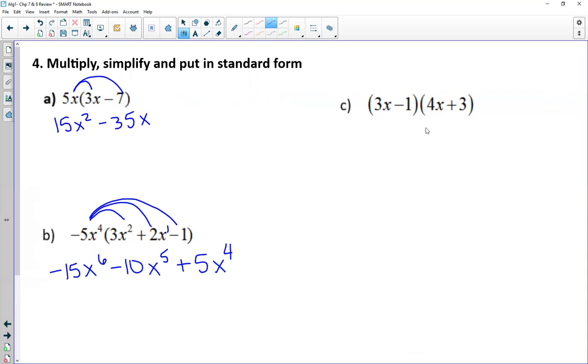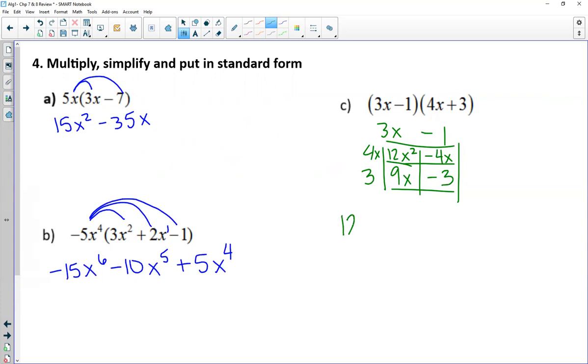Looking at our next one, let's go ahead and use the box. I have 3x, negative 1. I have 4x and positive 3. 4x times 3x will give me 12. 4 times 3 is 12. X times x is x squared. I'll then have 4x times negative 1, which is negative 4x. 3x times 3, which is 9x. And then 3 times negative 1, which is negative 3.